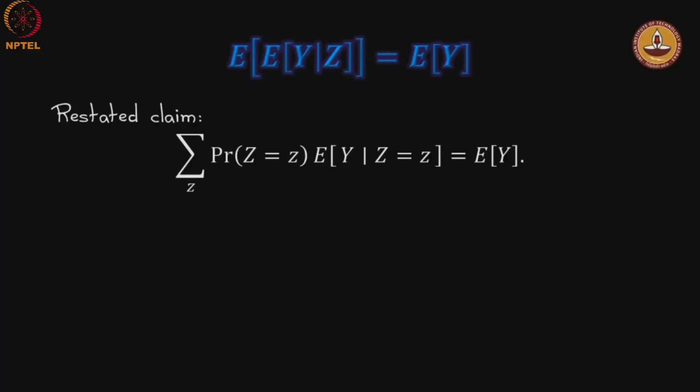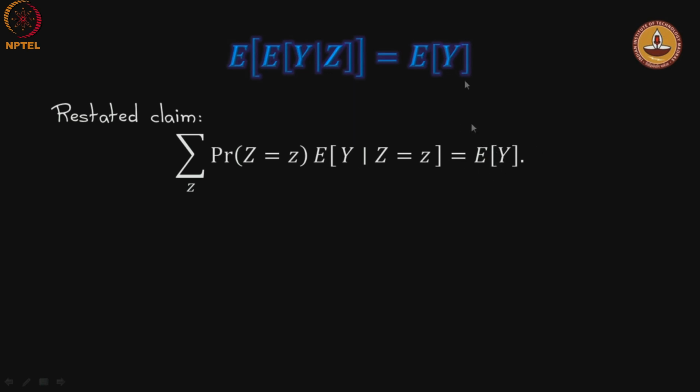So, let us work it out more formally now. Let us try to work out this intuition. Okay. So, let us restate the claim. What we are claiming is that this left hand side, we remember we worked it out as this formula, expectation of Y given specific values of Z weighted by the probabilities of Z taking various values. Okay.